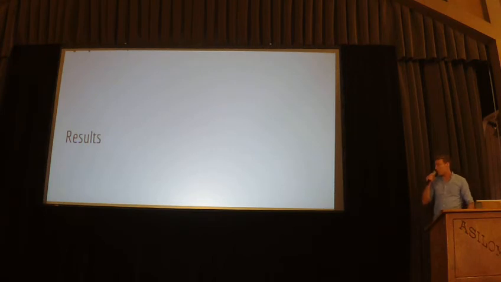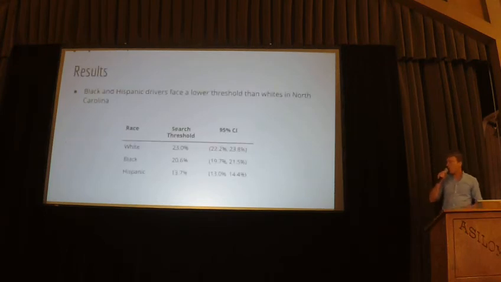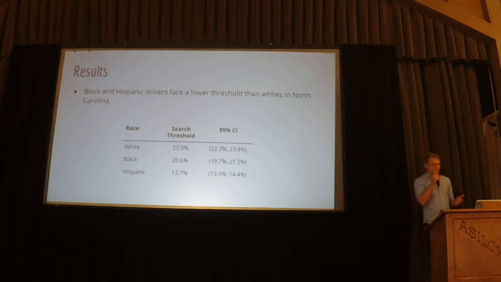So to talk about some results with this model, in North Carolina we find that black and Hispanic drivers face a significantly lower threshold than whites. So white drivers, aggregating over all departments, face a 23% threshold. For blacks it's 20.6%, for Hispanics it's 14%.